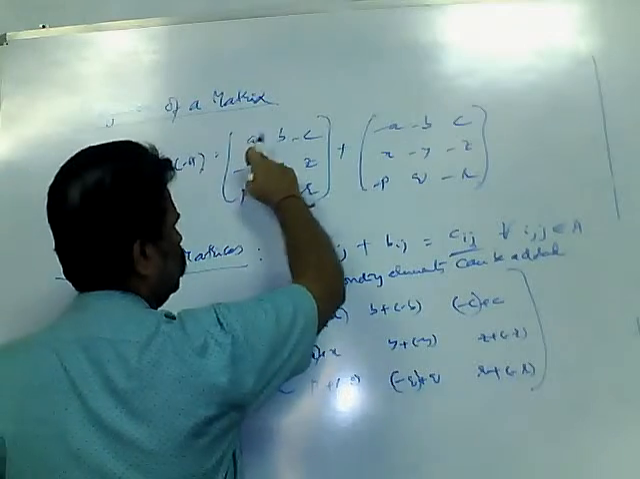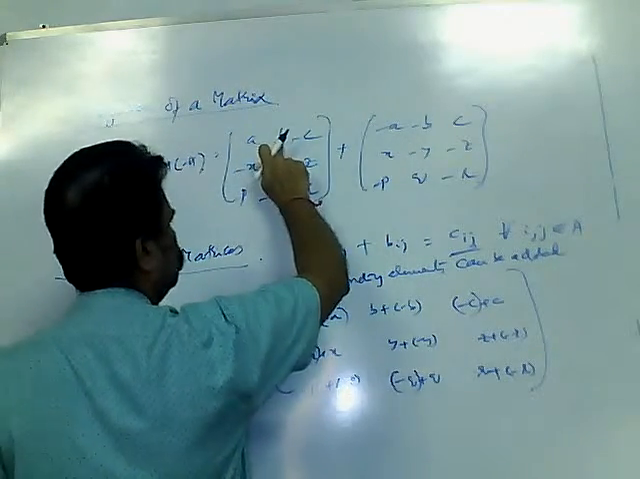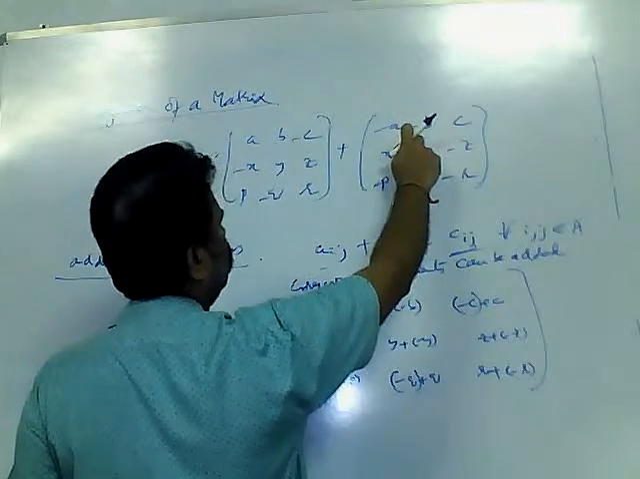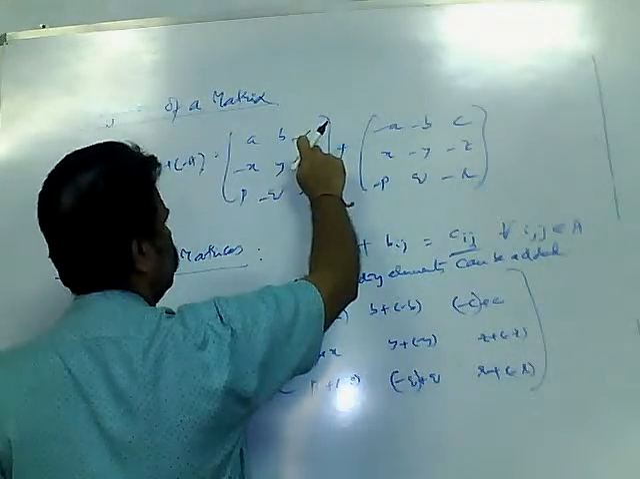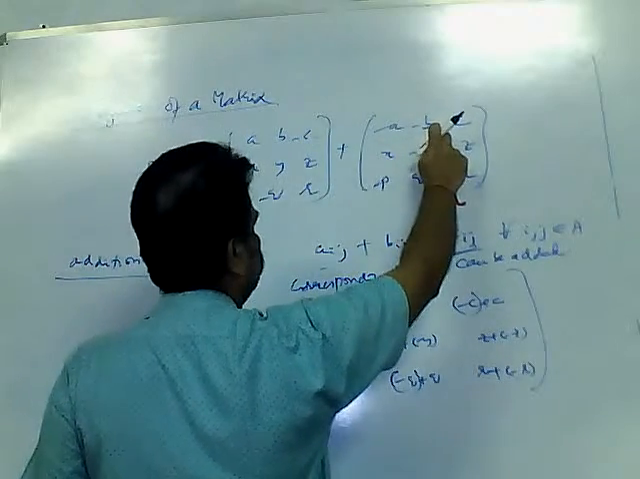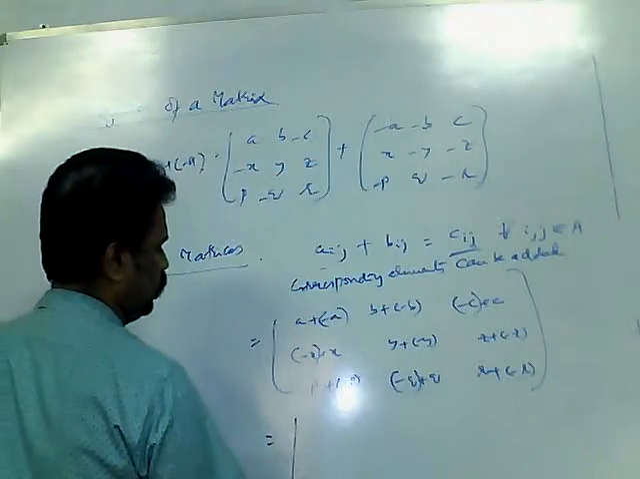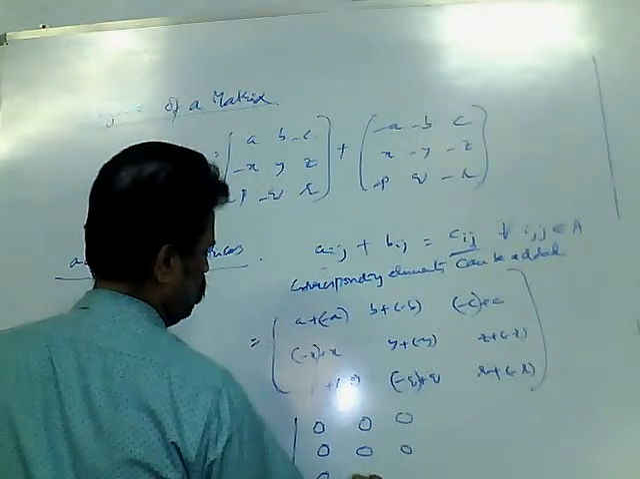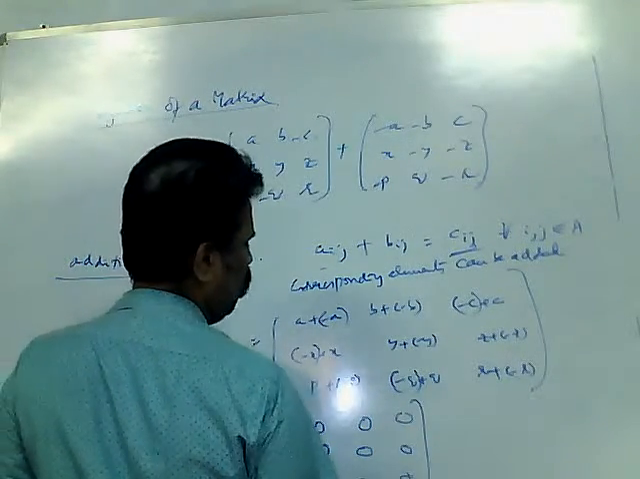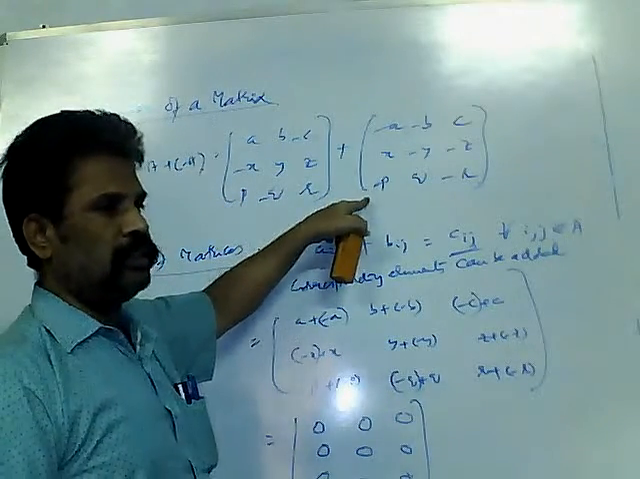First row, first column is added to first row, first column of the second matrix. First row, second column is added to the corresponding first row, second column of the second matrix. First row, third column of the first matrix is added to the corresponding first row, third column of the second matrix. Like that we add, and the resulting one is always completely zeros. So all the zeros are coming. That's why, for this matrix, this is the inverse.